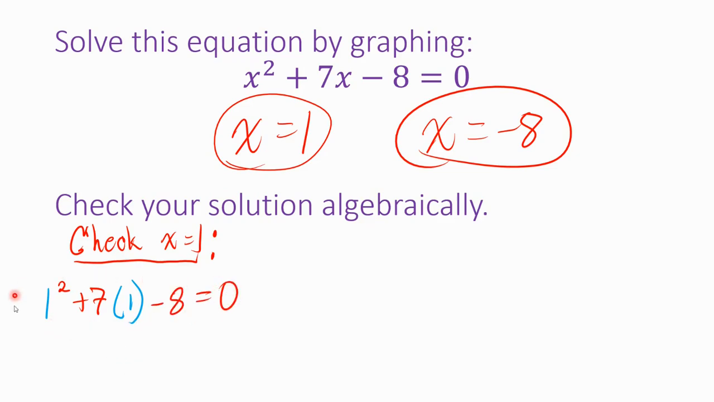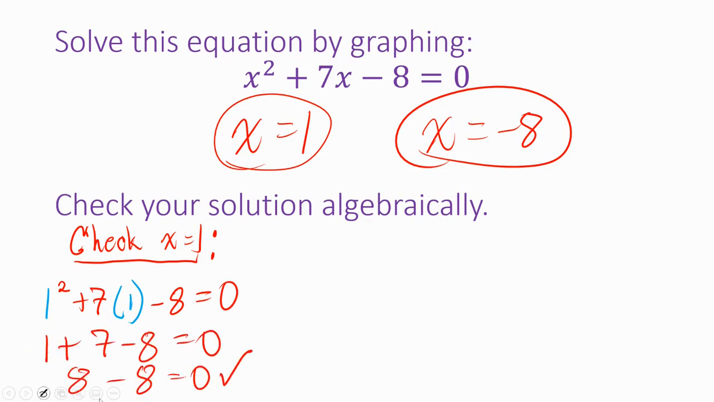Okay, so at this point, all I've done was I replaced the x's with 1's. 1 squared plus 7 times 1. Now I'm going to multiply this out, do the math, make sure it works. Yep, I end up with 8 minus 8 equals 0. That's definitely true. Now I'll check the other one.